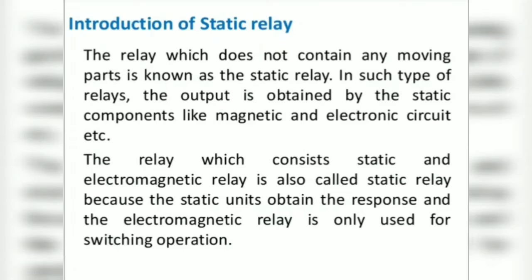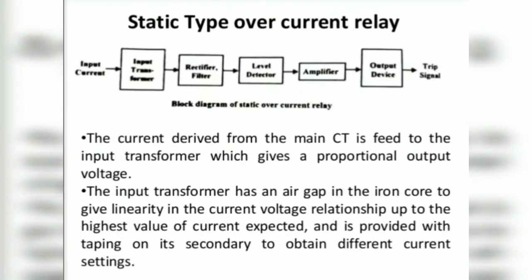Before the static relay, in the previous lecture we studied the induction type non-directional overcurrent relay. So in this lecture we will see the static relay, its working principle, construction and operation. In the static type overcurrent relay, the current derived from the main current transformer is fed to the input transformer, which gives a proportional output voltage. The static type overcurrent relay is shown in block diagram.